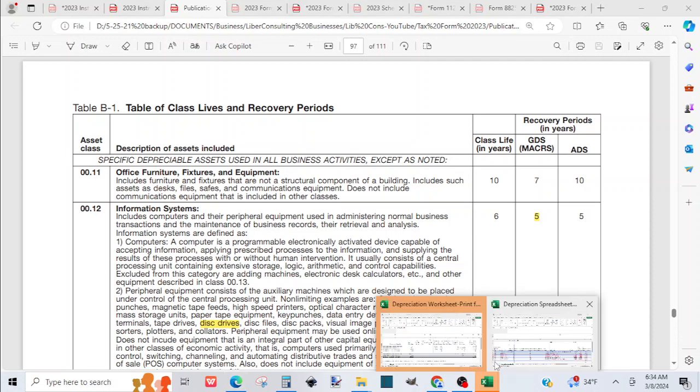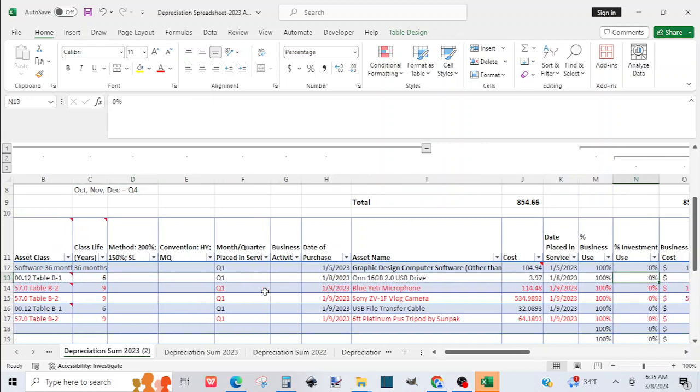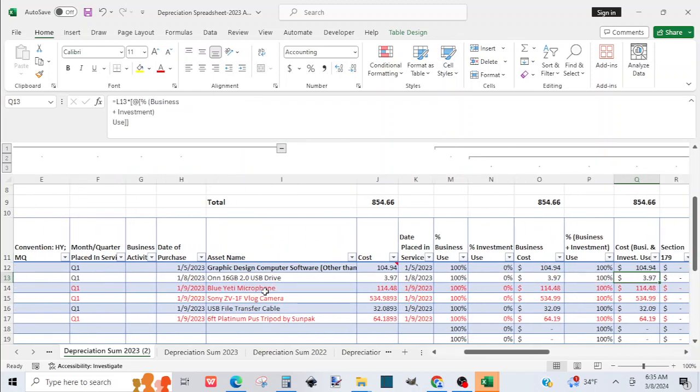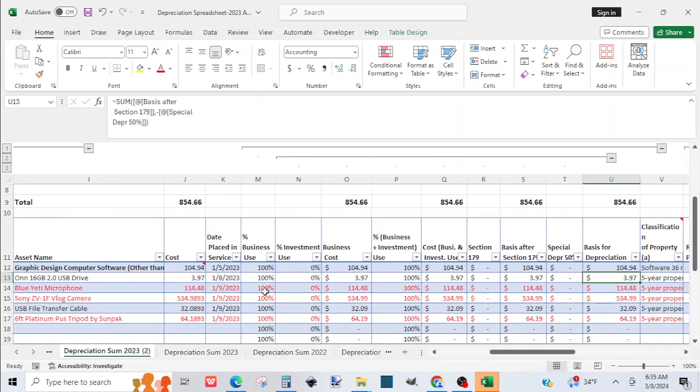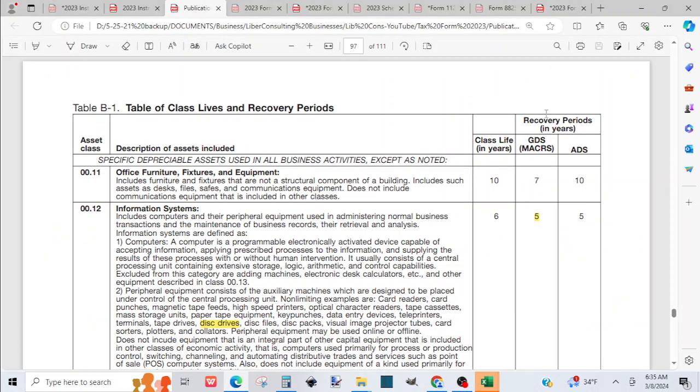So we'll go to our record and we will put 0.12, table B1, asset class 6, and if we continue, classification of property, 5-year property, recovery period is 5, and all of that came from that table B1, recovery period, and class life.